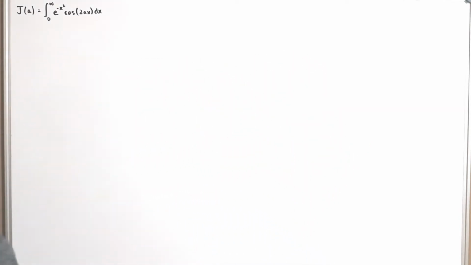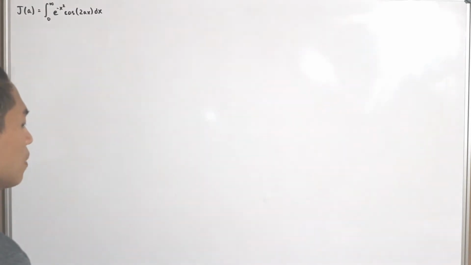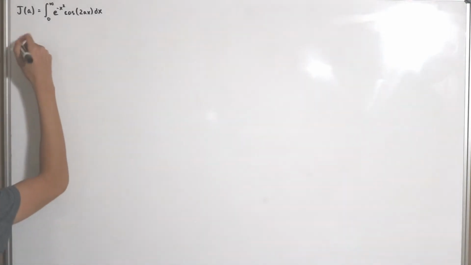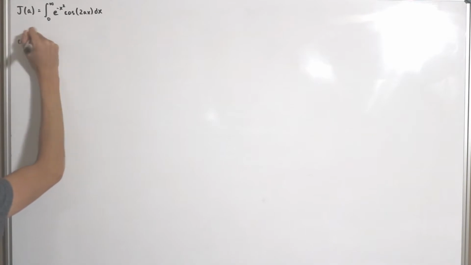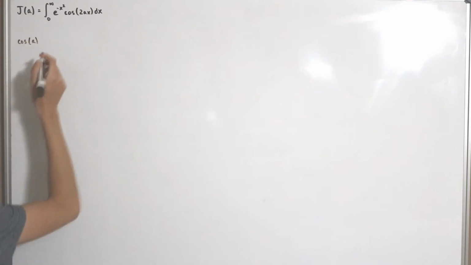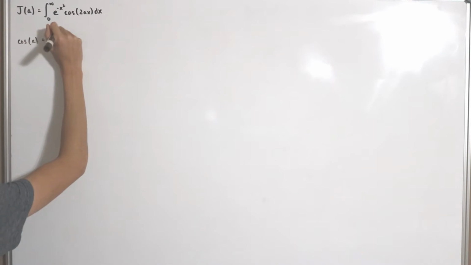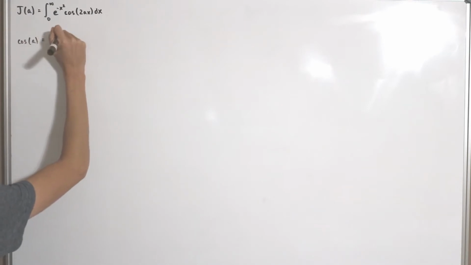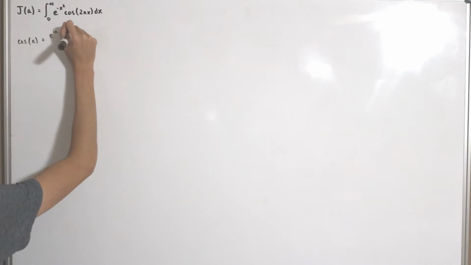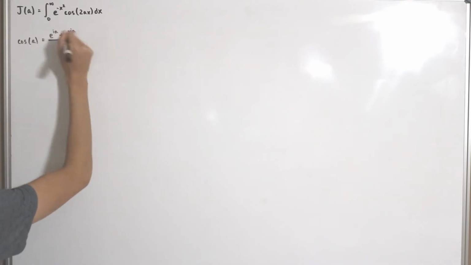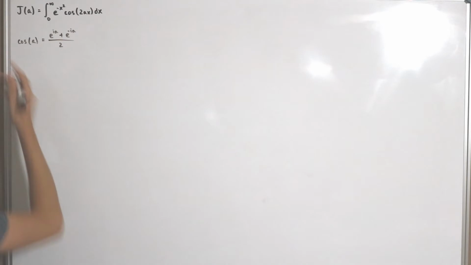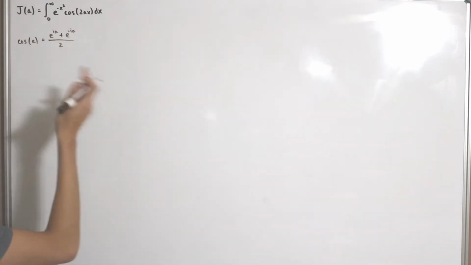First thing, let's define our function cosine of x in terms of a complex exponential function. Note that cosine of a, since our function J is in terms of a, is equal to e raised to the i a, plus e to the power of negative i a, divided by 2. So we have that definition in terms of a complex exponential function.